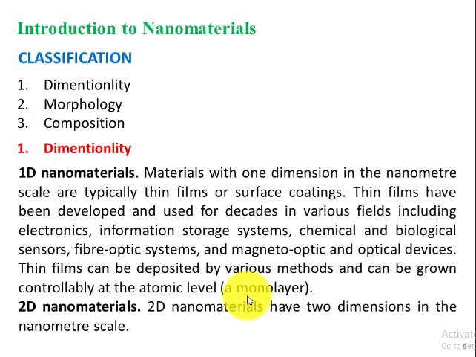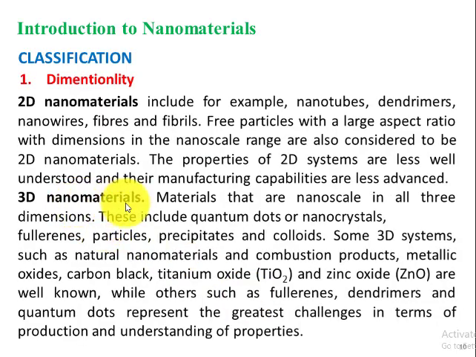2D nanomaterials or two-dimensional nanomaterials have two dimensions in the nanometer scale. Two dimensions means they are in nanoscale size on x or y axis or on x or z axis. 3D nanomaterials are three-dimensional nanomaterials that are nanoscale in all three dimensions. These include quantum dots or nanocrystals, fullerenes, particles, pesticides, and colloids.